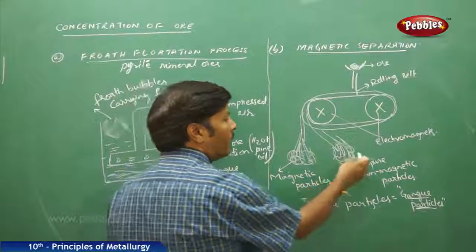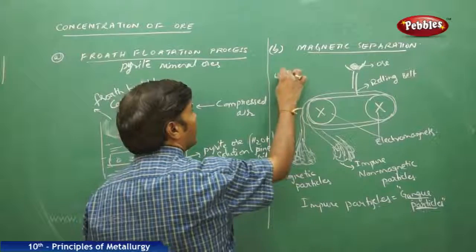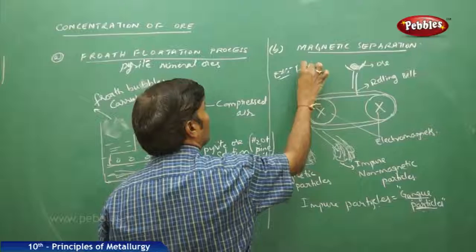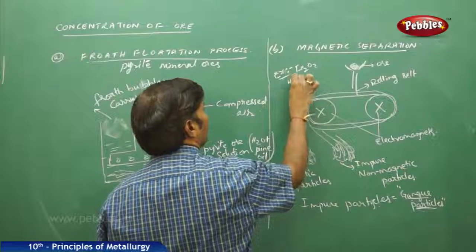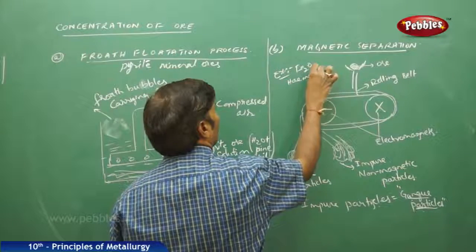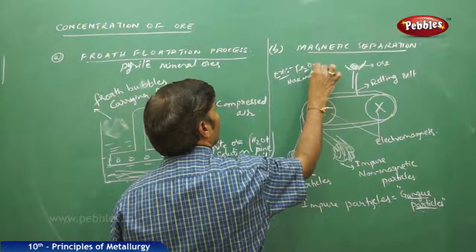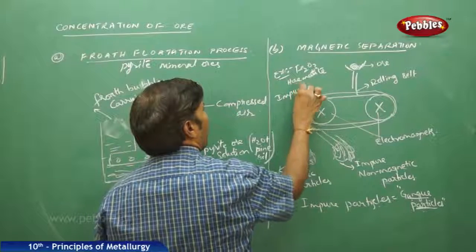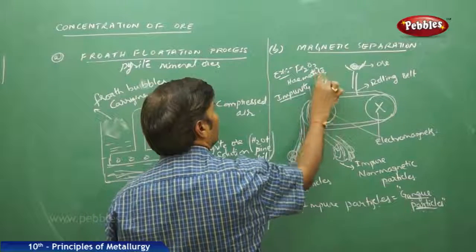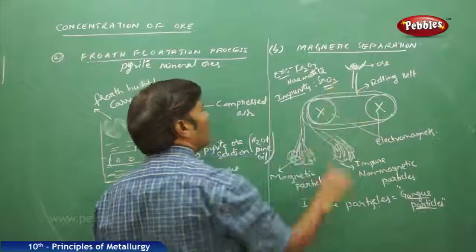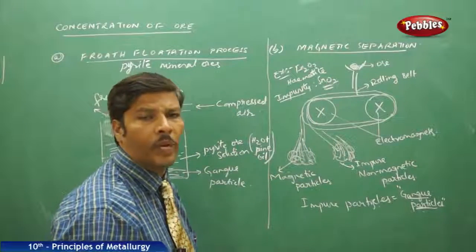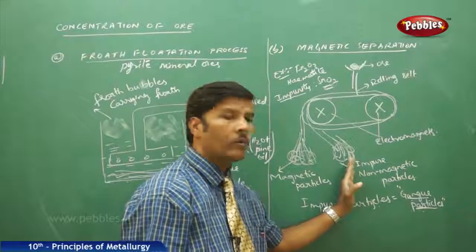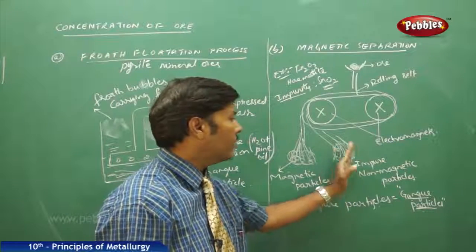In the non-magnetic impurities, the best example you can take is Fe2O3, hematite, which contains impurities of tin stone, SnO2, tin dioxide. Small tin dioxide particles act as impurities. These impurities separate out from the oxides of iron and form a separate heap.